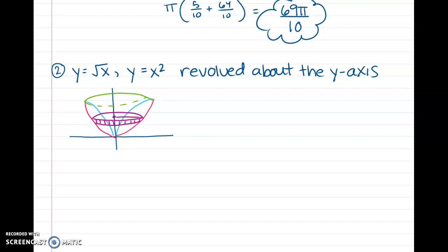So now we will set up our integral. So pi times the integral, r squared, which is the outside, minus r squared, which is the inside. We drew these lines on our disk. They're vertical, so it's dy. So we have to have y's. If we look at our outside radius, we start here all the way out here. That right there is y equals x squared.